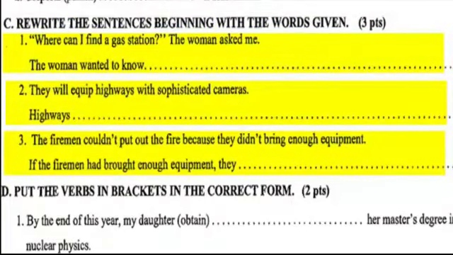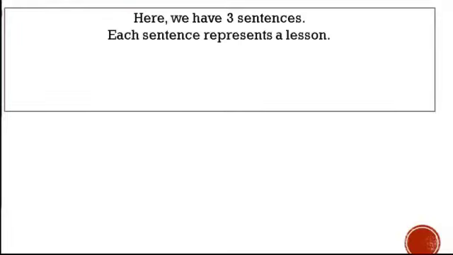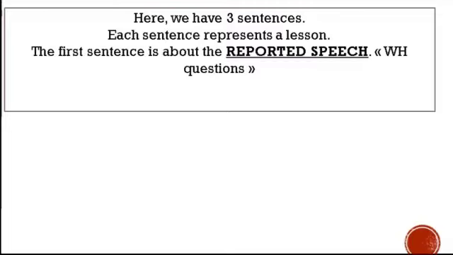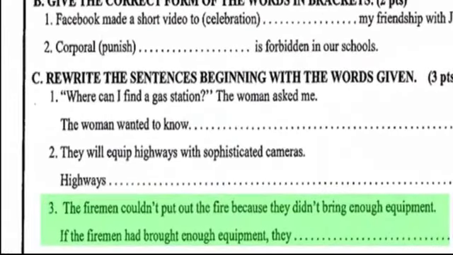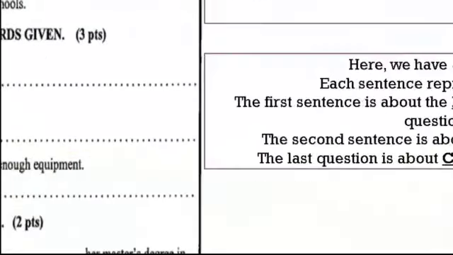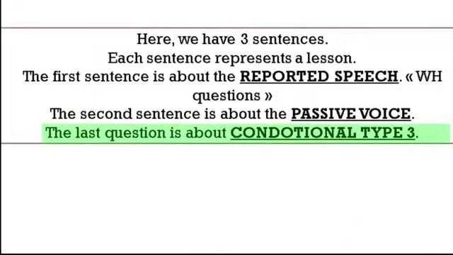As I told you in question A, the same thing can be applied in question C. We have 3 sentences, which means you have 3 lessons, so each sentence represents a lesson. The first sentence is about reported speech, as you can see here. Number 2: they will equip highways with sophisticated cameras. The sentence starts with highways, which means it is about the passive voice. Question number 3, I guess you guessed which lesson that is: it's about conditional type 3.